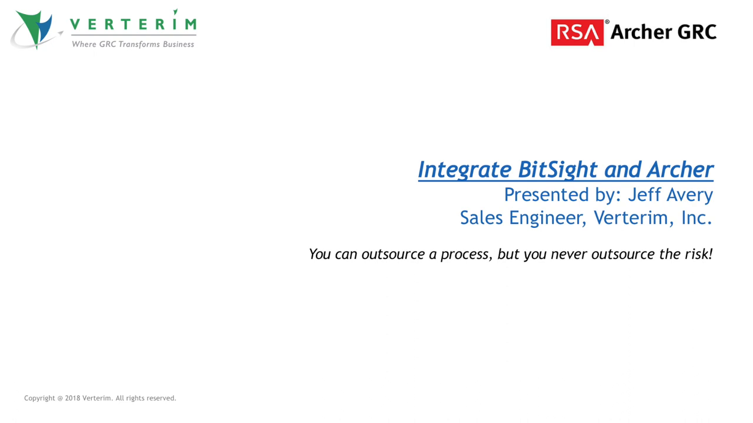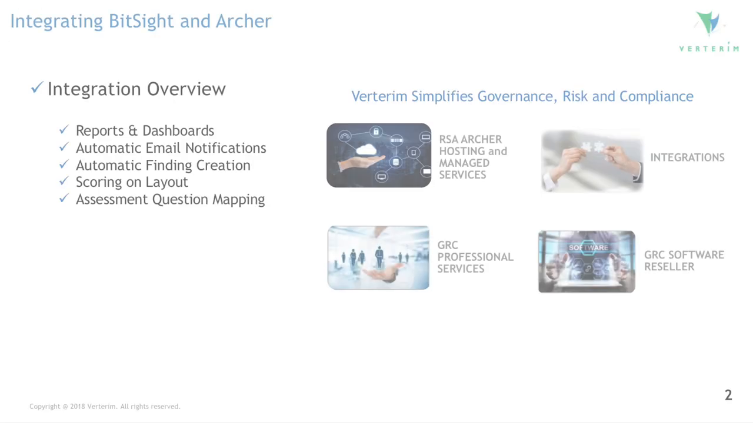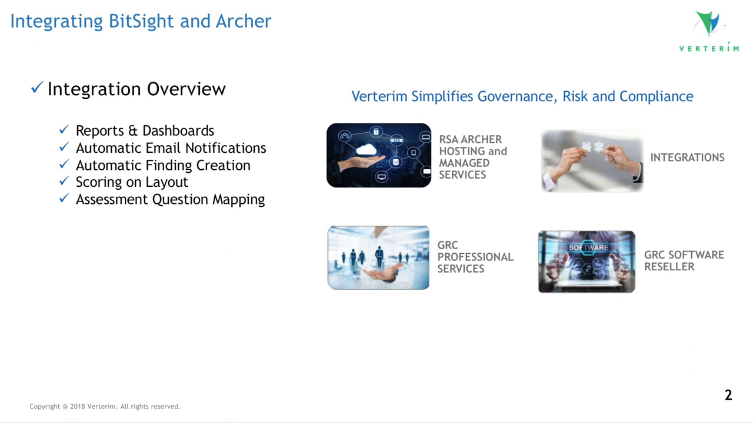RSA Archer third-party management is a GRC use case that helps organizations optimize their business process to manage, evaluate, and compare vendors, and BitSight security ratings provide a daily measurement of those organizations' security performance, kind of like an information security credit score. Integrating these systems helps organizations consolidate valuable data sources and business processes to enhance the overall vendor management business process. In this short video, we'll cover Verterim's integration between BitSight and Archer.